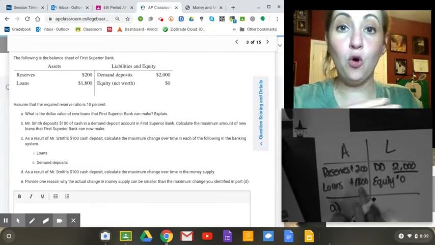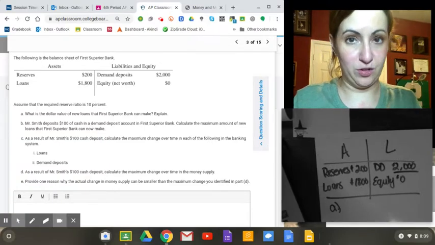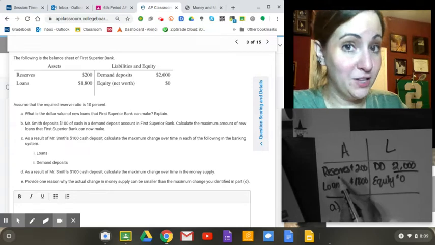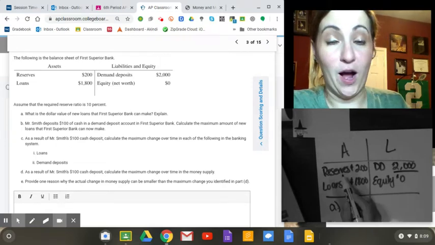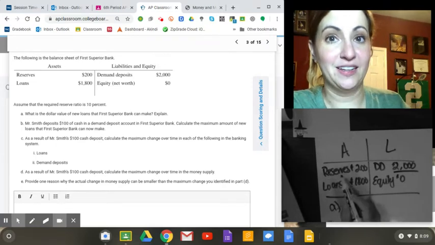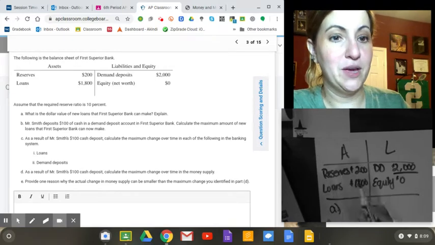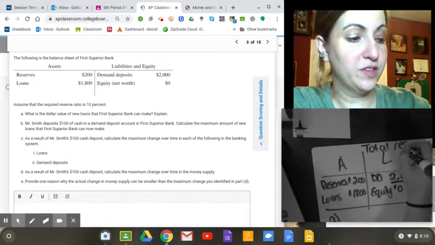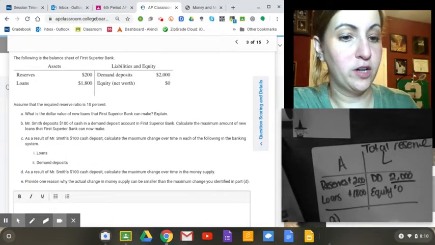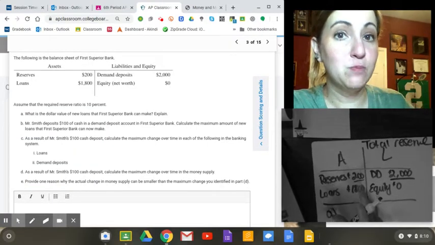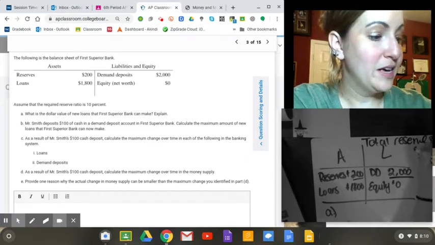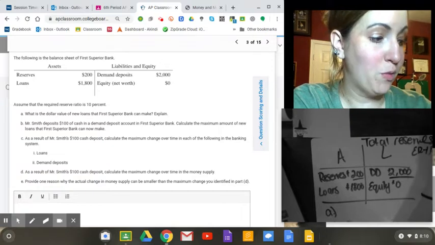Remember, we can only loan out what's in excess reserves. Well, notice how it says reserves here? This was intentional. It does not say required. It does not say excess. It's reserves, meaning total reserves. Our total reserves in this case is $200. That number includes both excess and required, because total reserves is excess reserves plus required reserves.